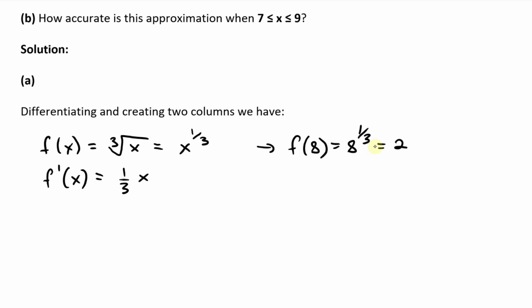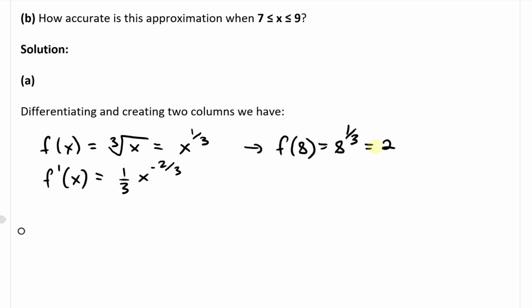Then x to the power of 1 minus 3 over 3, which is going to be negative 2 over 3, like that. Then when we plug this inside, we're going to need some more space. So f prime of 8 is equal to 1 over 3 times 8 to the power of negative 2 over 3. Now this equals 2, just to simplify it into a form we can easily calculate.